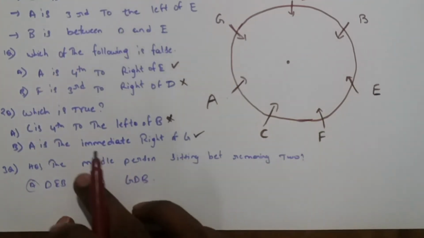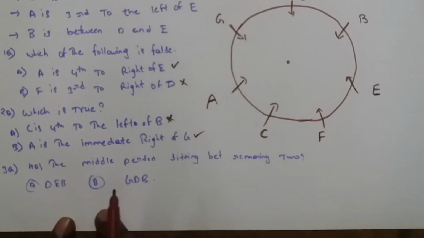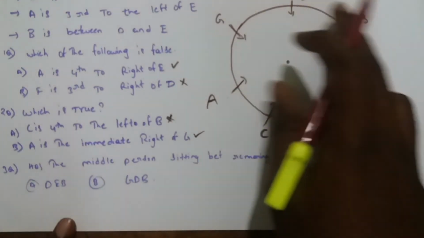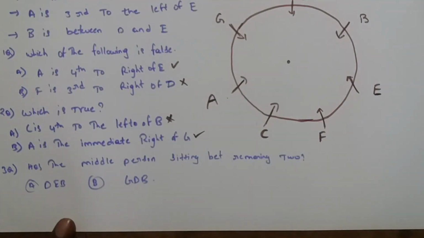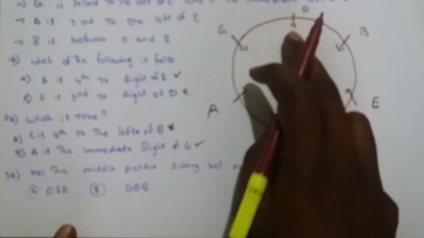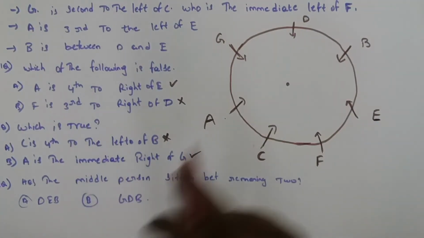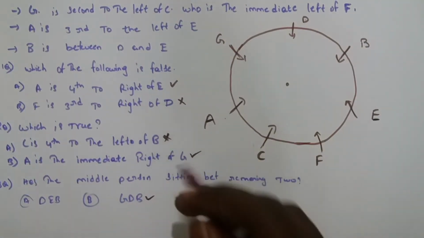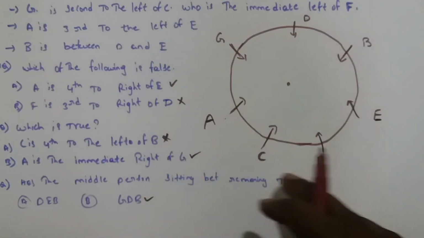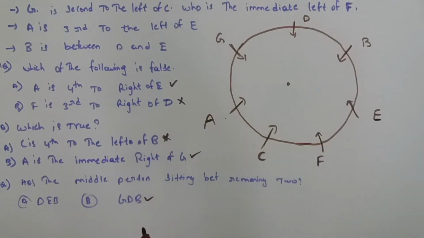Okay. Which one has the middle person sitting between the remaining two? The middle person sitting between the remaining two means D E B. This doesn't satisfy. Again G D B. D is sitting between both of them. Here G D B means D is sitting between both the terms. So this value satisfies. Here D E B. Now E is not sitting between both of them. So this value doesn't satisfy.